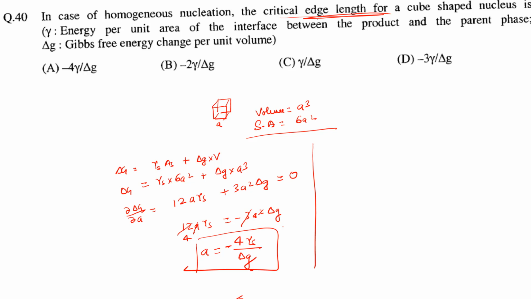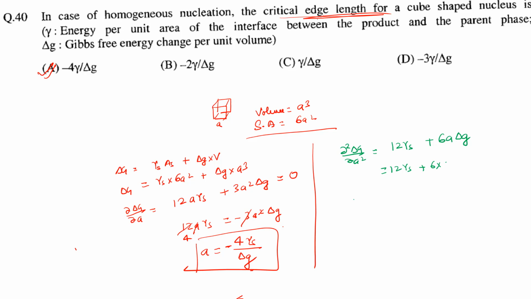So it is option A basically, right? Should I check that it is really the maximum value? Yes, you can check. So let us again differentiate this, d2(delta G) by da square. What will it be? It will be 12 gamma S plus 6a delta G. Okay, so let us put this one.